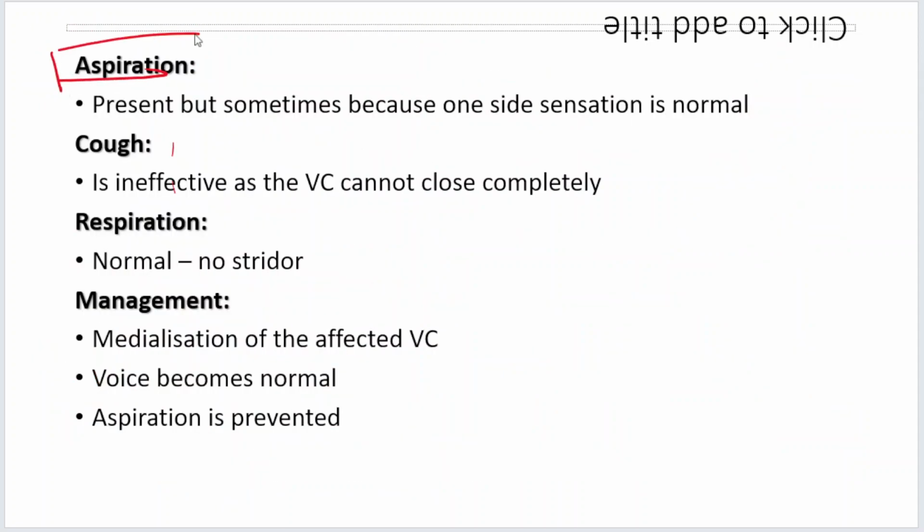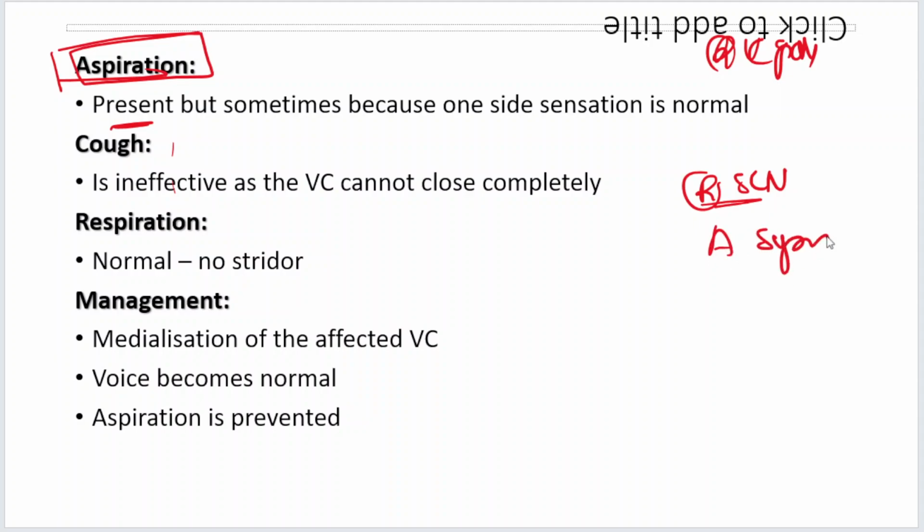Aspiration, what can we say? Yes, it is present. Why? Because the right-sided superior laryngeal nerve is gone. Suppose in right-sided complete palsy, the right-sided superior laryngeal nerve is gone. So there is anesthesia of the supraglottis. Okay, there is anesthesia of the infraglottis also. I mean, the glottis and the subglottis also, anesthesia is there. But this is more important from the aspiration point of view.